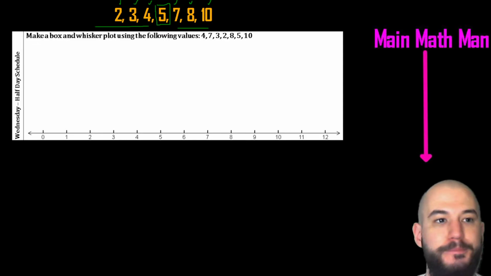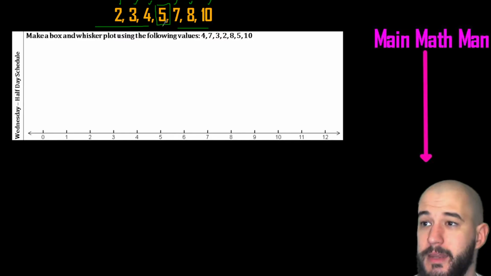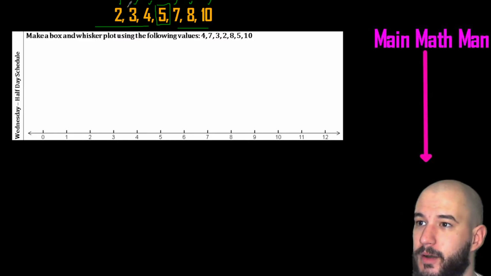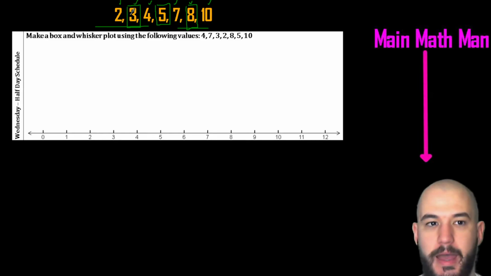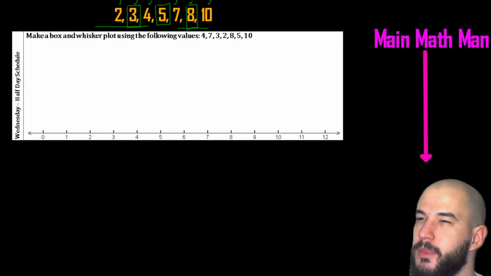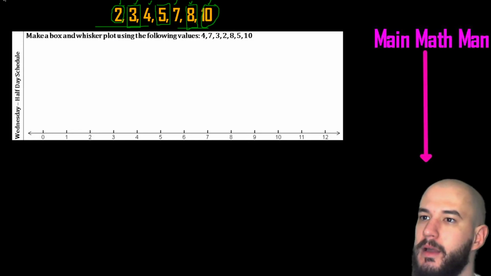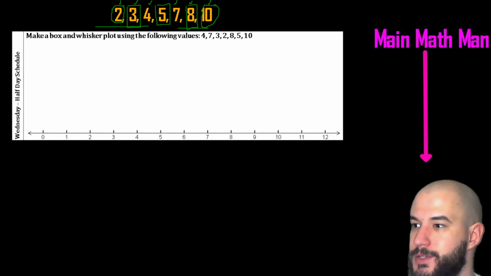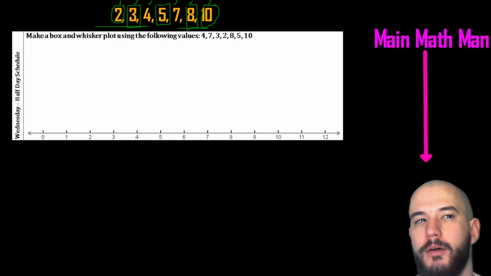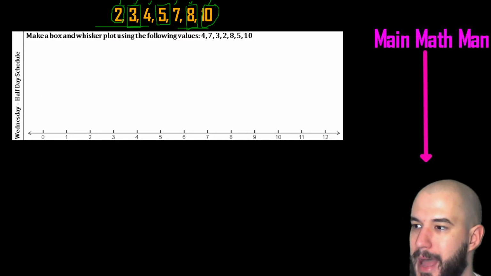Now that it's split into the upper half on the right side and the lower half on the left side, we can find the median of those halves. Obviously in the middle is 3, so that's going to be our Q1. And then 8 is going to be our Q3. So we have our quartiles. And then we have our min, or our lower extreme, and we have our max of 10, or our upper extreme.